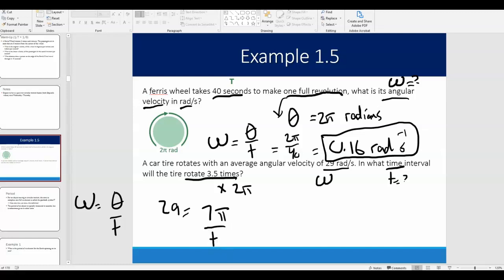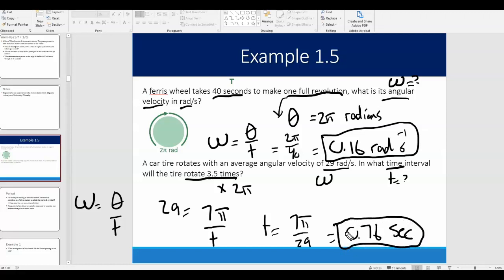I'm not going to leave it in terms of pi. I'm just going to plug the value for pi into the calculator, 3.1415, whatever value is in the calculator. If you rearrange this equation for t, you get 7 pi divided by 29. When I type that into my calculator, 7 pi divided by 29, I get 0.76 seconds. Okay, so just two really basic questions involving the definition of angular velocity. Pause there, and make sure you understand how to do those problems.